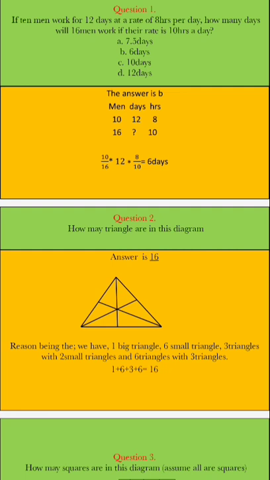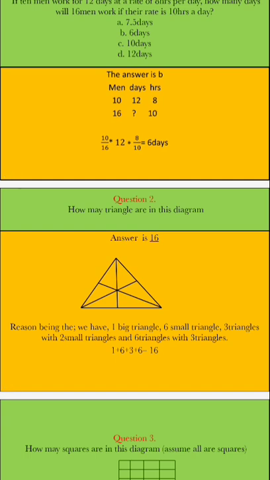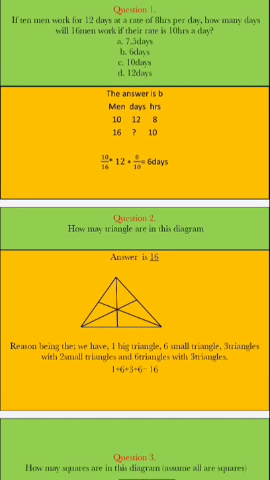The second question is how many triangles are in the diagram below. This diagram must be calculated. You must be smart while trying to count the number of triangles. You find out that we have one big triangle, 6 small triangles, 3 triangles, and 6 triangles with 3 triangles. Therefore, the answer is 1 plus 6 plus 3 plus 6, which equals 16. So our answer will be 16 triangles.